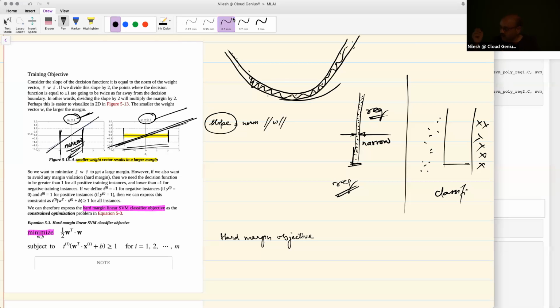I was not annotating apparently, so I wrote down on the book itself, but doesn't matter. So I will now scroll.